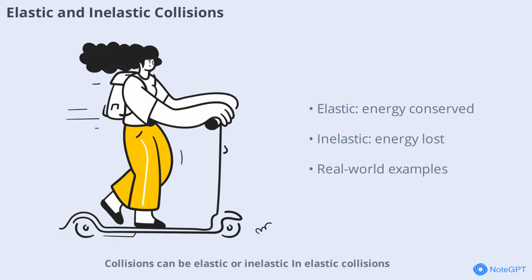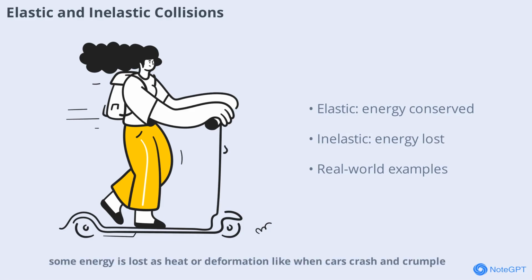Collisions can be elastic or inelastic. In elastic collisions, both momentum and kinetic energy are conserved, like when two billiard balls bounce off each other. In inelastic collisions, some energy is lost as heat or deformation, like when cars crash and crumple. Understanding these types helps us predict outcomes in real-world situations.